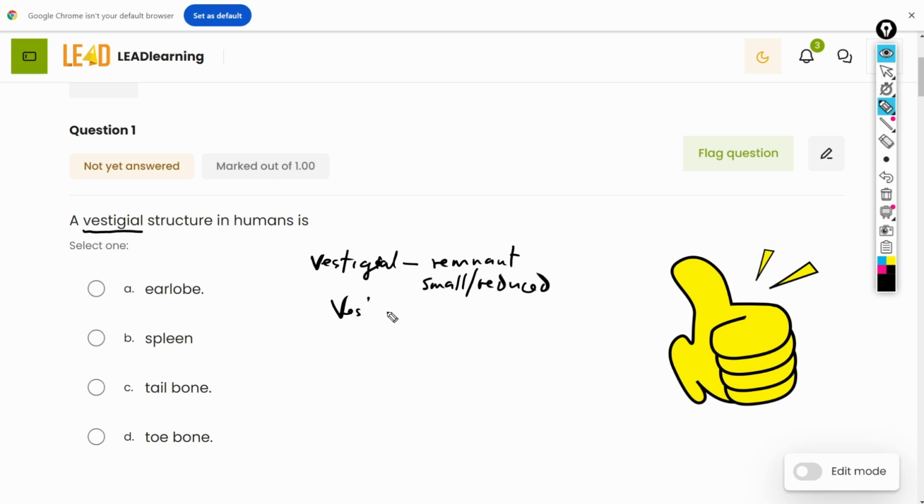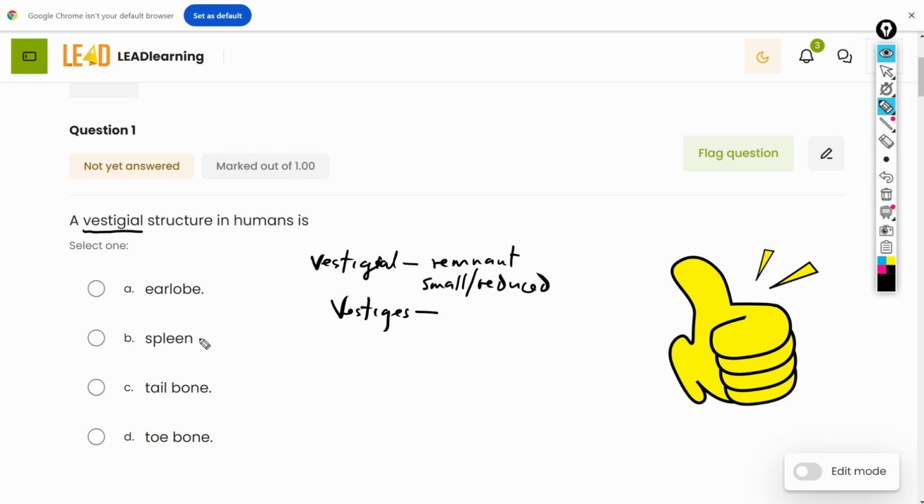Sometimes these organs are called vestiges. For example, in snakes, we see the bones of the pelvic and pectoral girdles, even though we know that snakes do not have forelimbs and hind limbs. So this question is asking us the vestigial structure in humans. That is a structure in humans that does not perform a particular function, or that shows a relationship with another organism. The options read earlobe, spleen, tailbone, the toe bone.